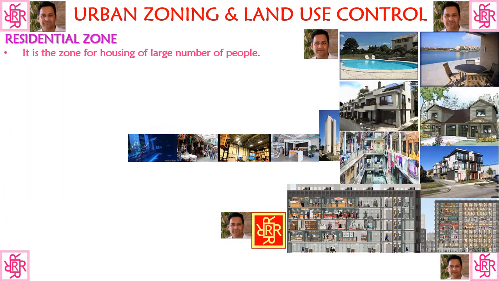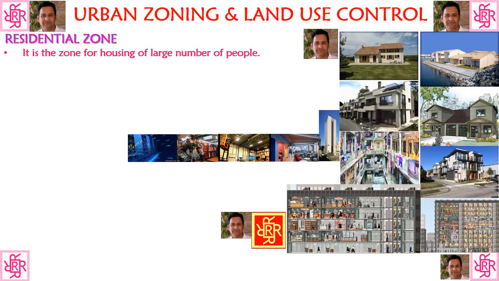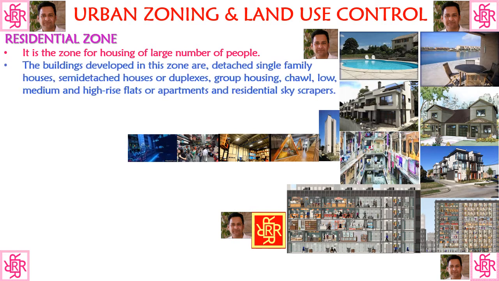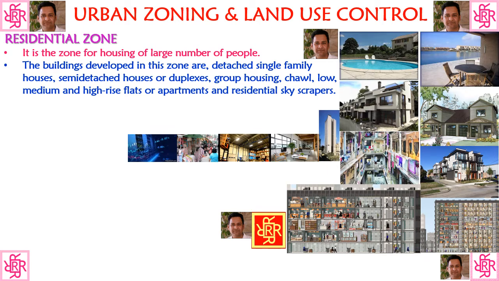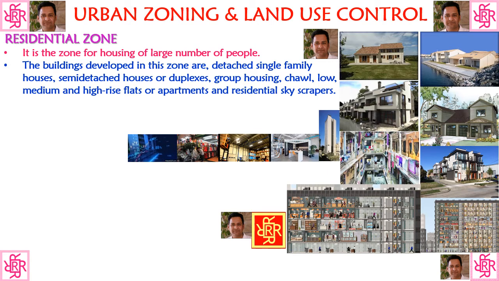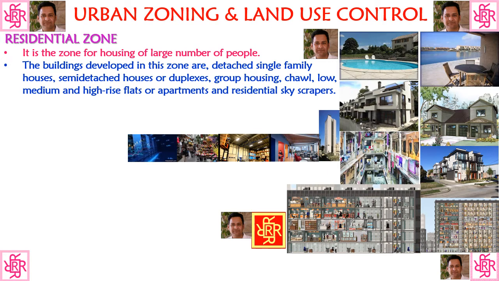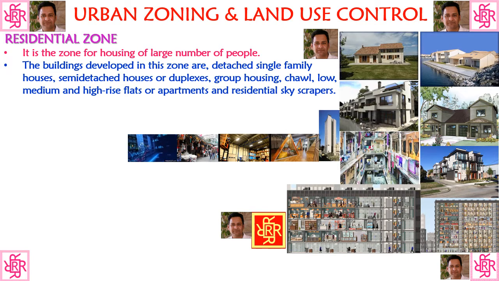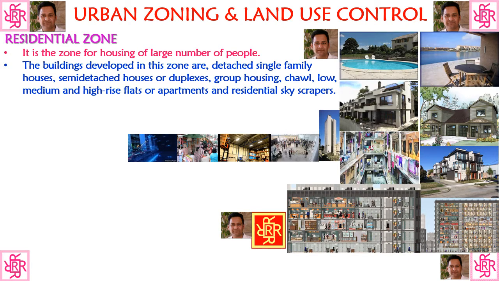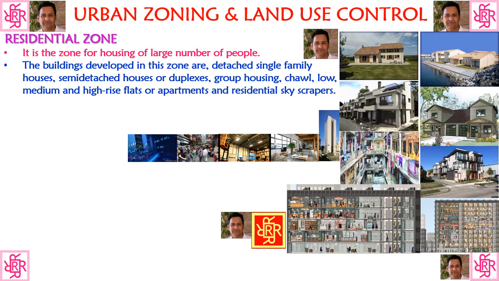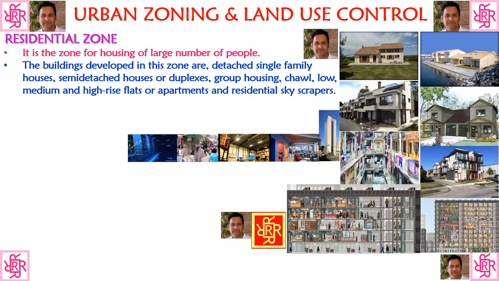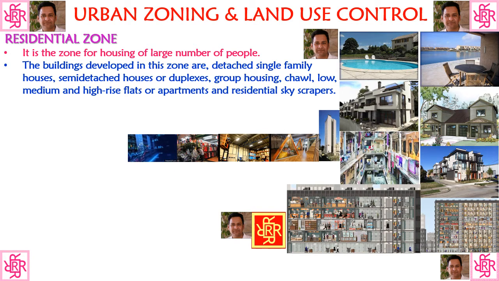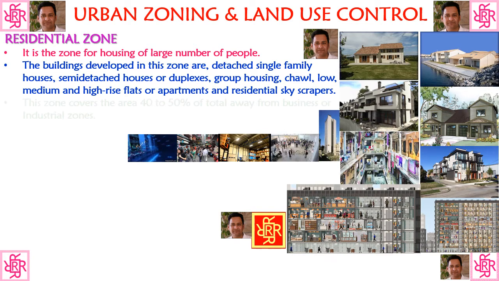Residential zone. It is the zone for housing of a large number of people. The buildings developed in the residential zone are the detached single family houses, the semi-detached houses or duplexes, the group housing, or you can say continuous townhouses, the chawls, the low, medium, and high-rise flats or apartments, and residential skyscrapers. On the right, you can see these figures.